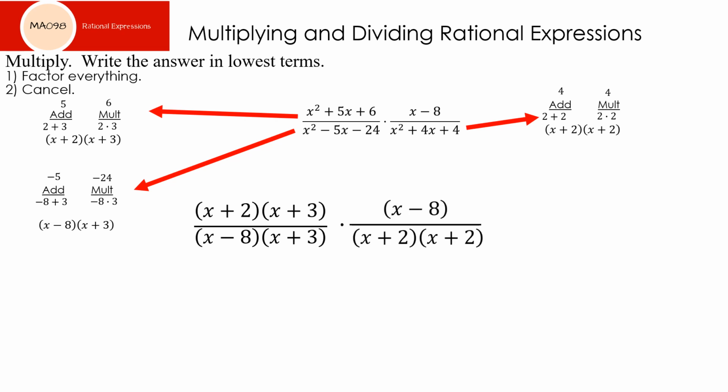Now we get to slash. The x plus 2's cancel. Remember, they're in parentheses, so the whole thing has to cancel. And then the x plus 3's, and then the x minus 8's. What does that leave us? 1 over x plus 2. So how'd you do? If you're still having problems factoring, you need to review that.